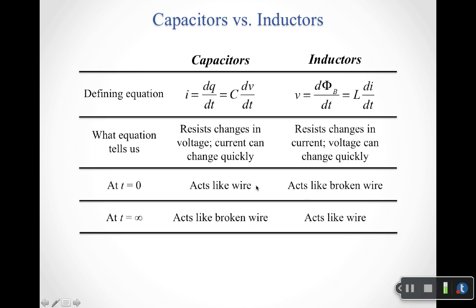So these are fundamentally, and again, you'll notice that we're switching when a capacitor acts like a broken wire versus when an inductor acts like a broken wire. We're switching whether you're resisting changes in voltage versus changes in current. So there are clearly a lot of analogies between these two circuit elements, but we've got to be clear about which one cares about what details: what's going to change first, what it's going to act like at t equals 0, and what it's going to act like as t approaches infinity.